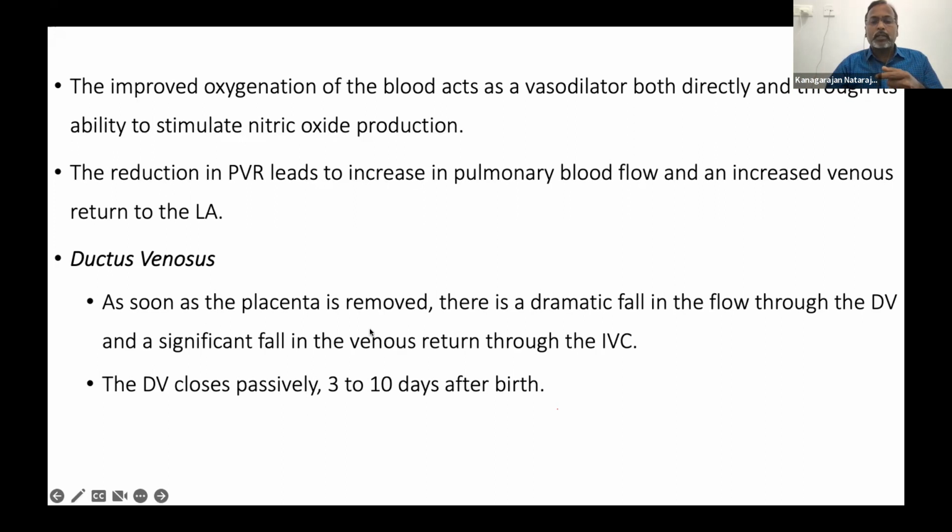As soon as the placenta is removed, there is a decrease in the blood flow across the ductus venosus. So the ductus passively closes, and almost within 10 days, it completely closes off.